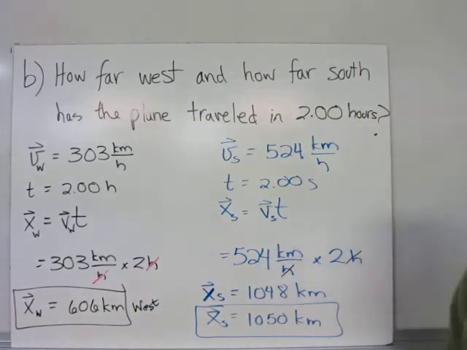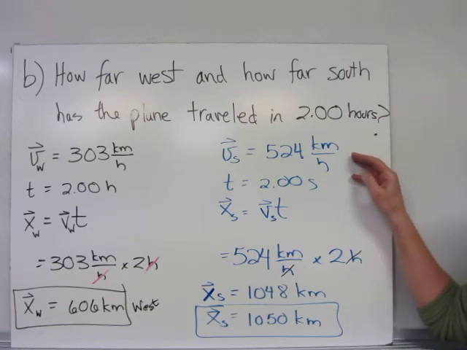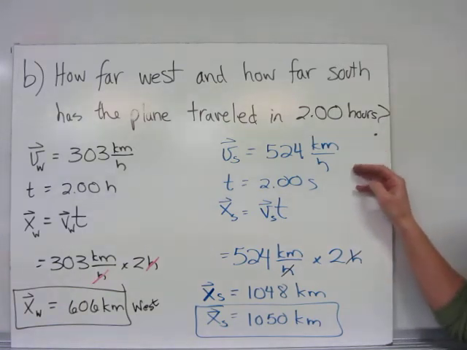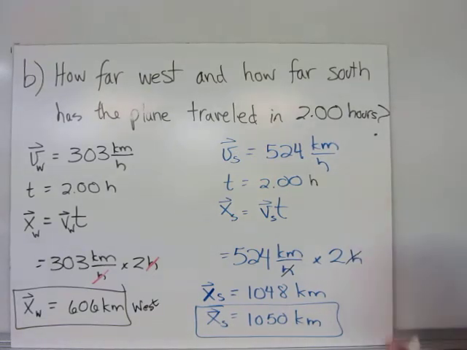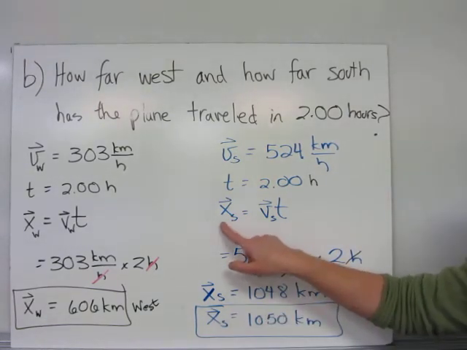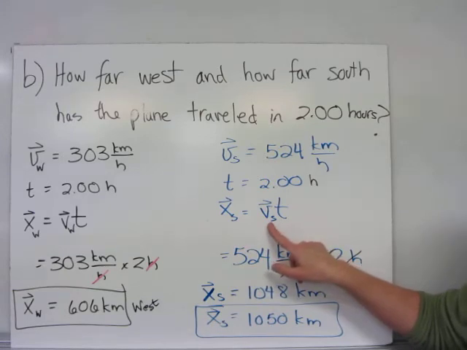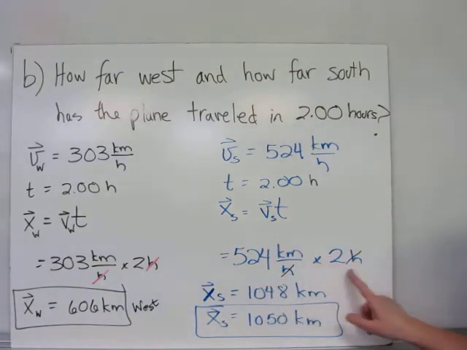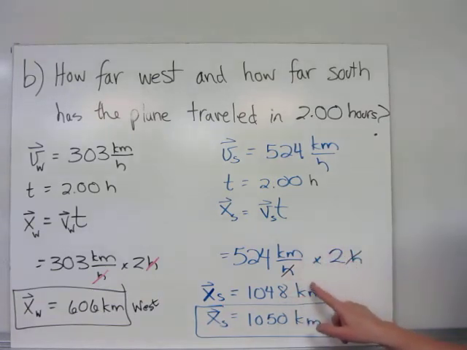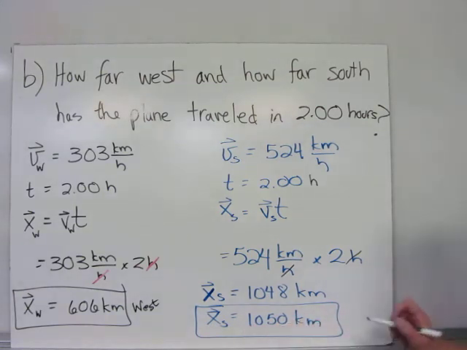On your south velocity, you have 524 kilometers per hour. Time period, I put a seconds there, that should be hours. Your displacement to the south is your velocity times time. So 524 kilometers per hour times 2 hours gives you 1,048 kilometers. To 3 sig figs, you round to 1050 kilometers, and it is a vector, so you should have a direction, and this one is to the south.